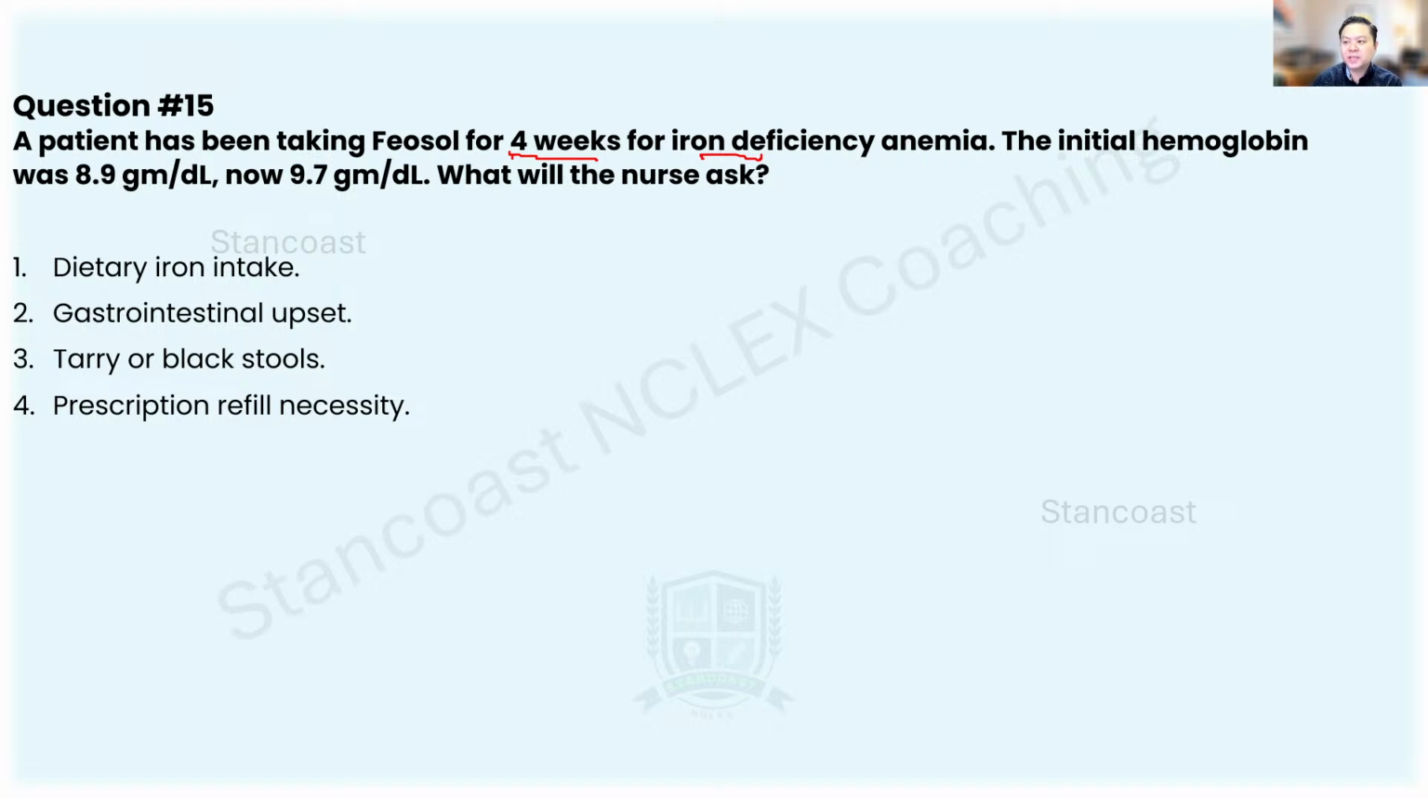So the patient has been on Ferrous sulfate for 4 weeks now for iron deficiency anemia, but there's only an increase. How many grams difference is that? Let me use my calculator. 9.7 minus 8.9. Not a lot of improvement, guys. So that's basically only 0.8, a 0.8 increase in 4 weeks.